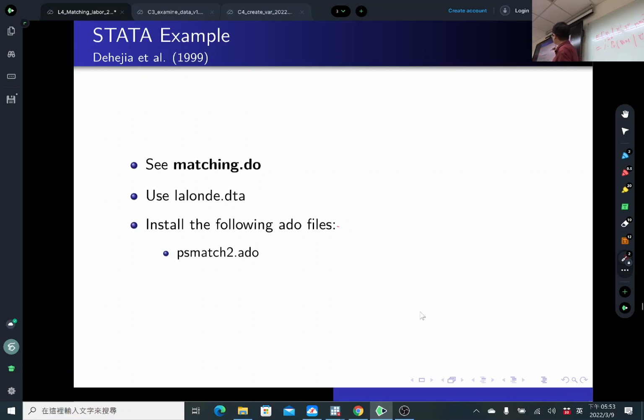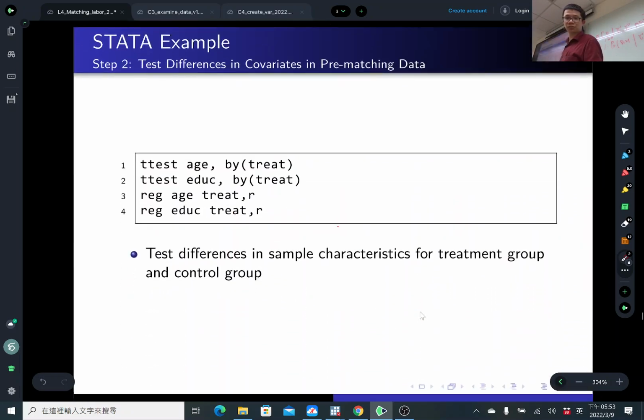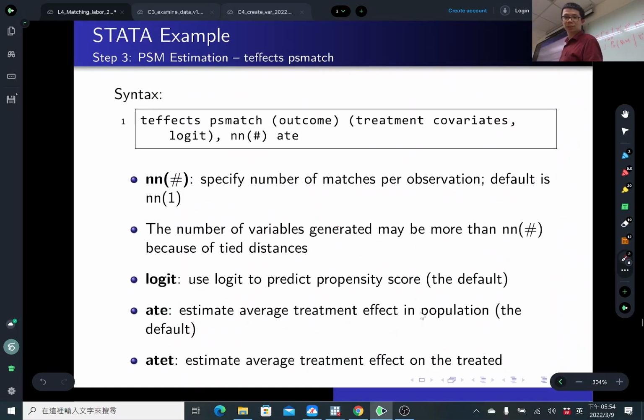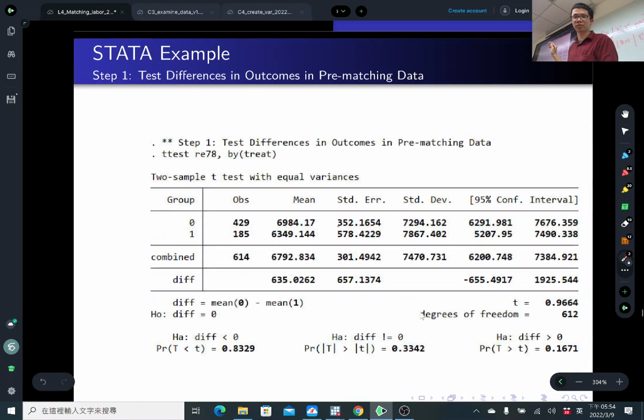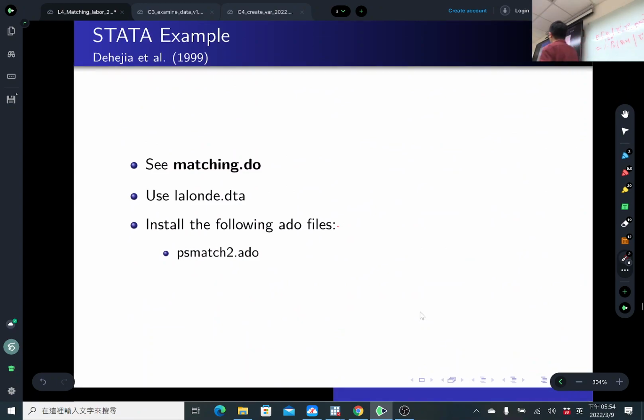We will introduce two commands, two packages. One is psmatch2, and another is the treatment effect command, teffects psmatch. That's two commands, but the second is a default command in Stata, so you don't need to install it. I will let you know how to install the new package when you use this data.